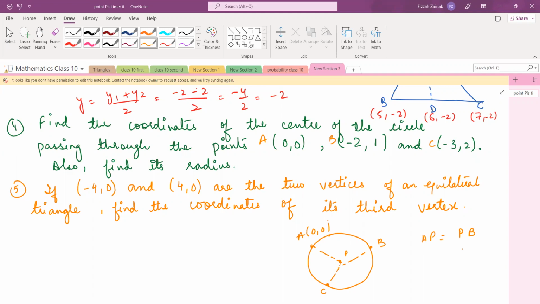Yes. So basically, you will obtain an equation in two variables. If you call them X and Y, you will get an equation in X and Y. Then next time you can equate AP to PC. Then again you will get your second equation and you will solve it.